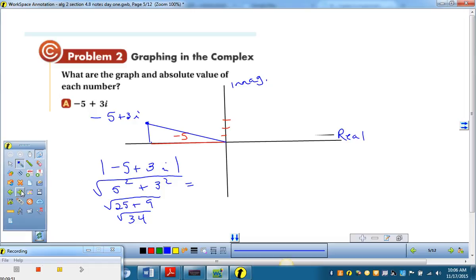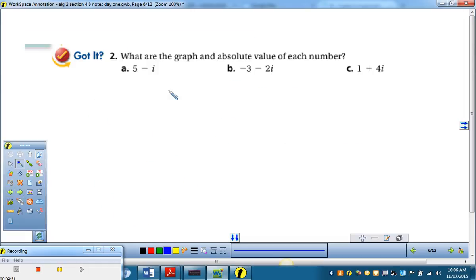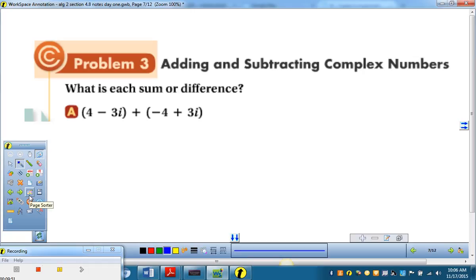Okay. We don't need the extra practice on those. We'll be okay. All right. Adding and subtracting complex numbers. Okay, so write yourself a little note.